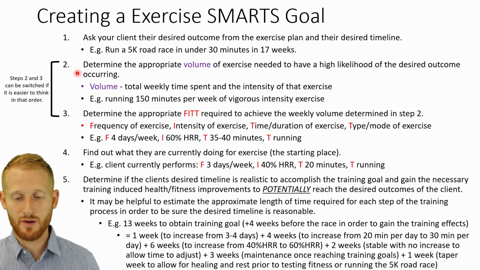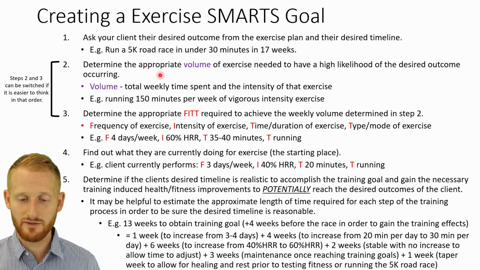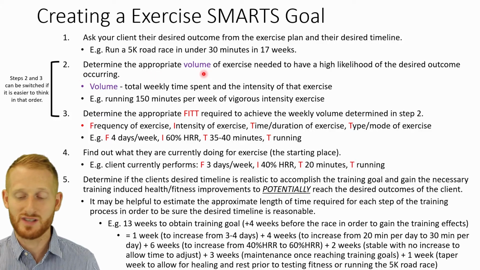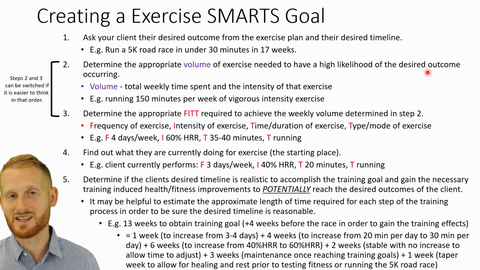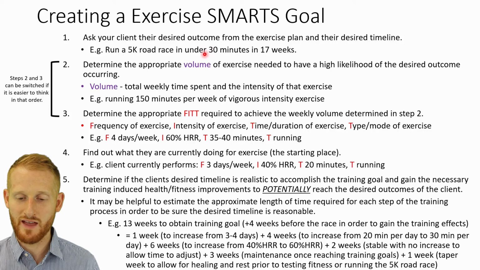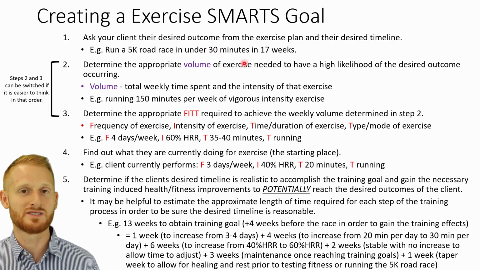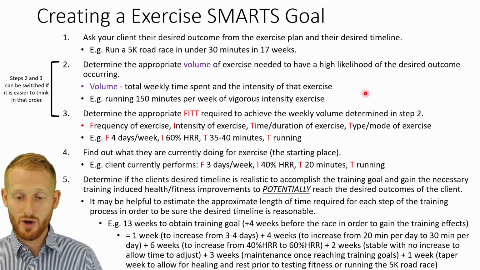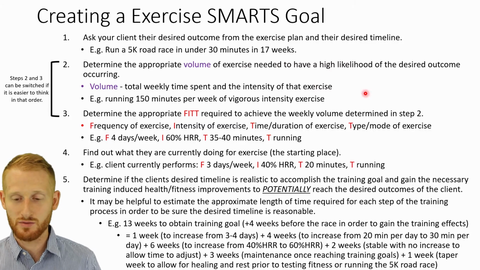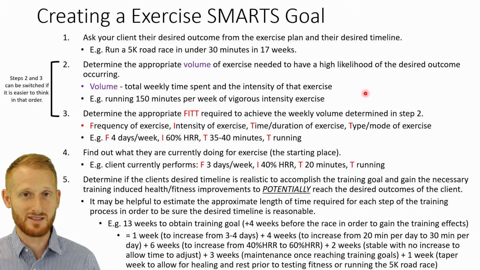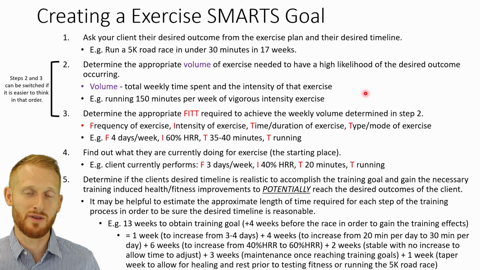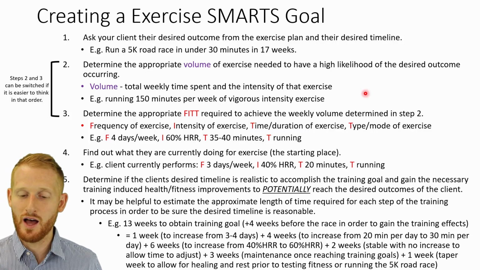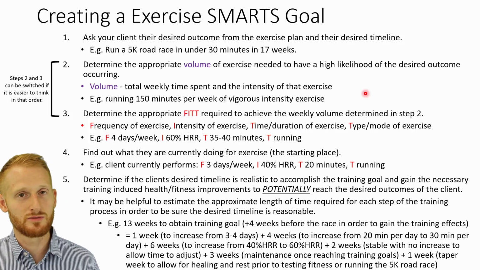So next one I would do is number 2, determine the appropriate volume of exercise they need to do in order to have a high likelihood of achieving that desired outcome. So again, being able to run that 5K road race in under 30 minutes, 17 weeks from now. Knowing that it takes a lot of training to go under 30 minutes, that's a sub 10 minute mile pace, which for a lot of people is difficult, you need to figure out the training.